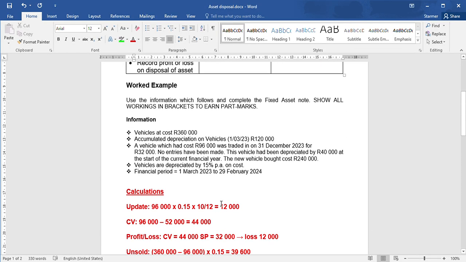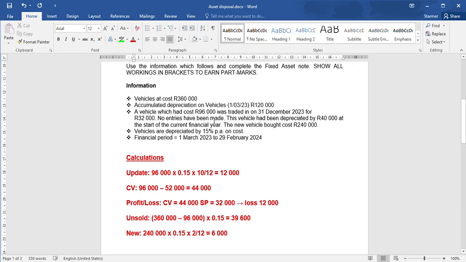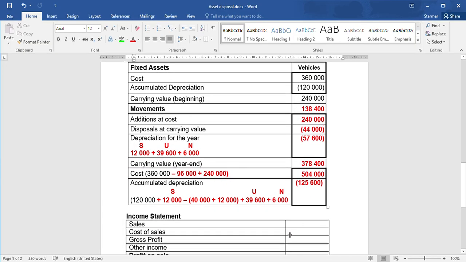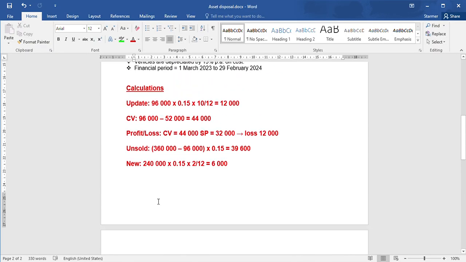Right, you're given a lot of information here, starting with vehicles costing 360,000 and accumulated depreciation on vehicles at the beginning of the year was 120,000. Those figures you're going to fill in at the start of the financial year, as well as also start your brackets off here. So the cost starts with 360,000 and accumulated depreciation starts with 120,000. We're now ready to work through the adjustment.